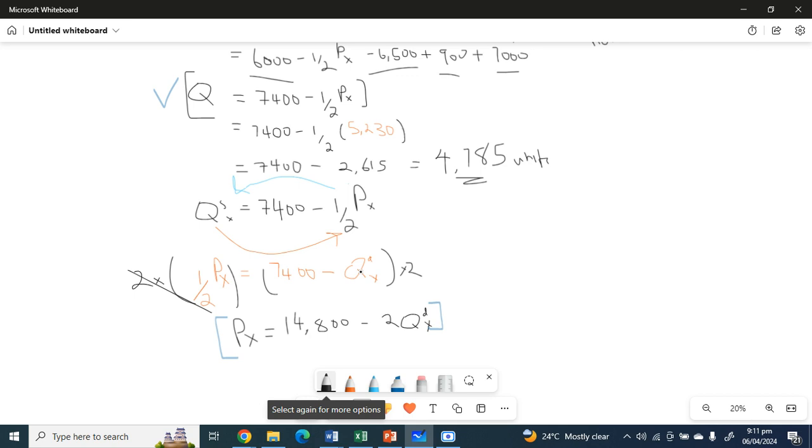First, where did you get confused on the part for the inverse? While we are multiplying by 2, we wanted to get rid of this half sign. Yes, so that's why you multiply by 2. What you do on one side, you also do on the other side. If you wanted, you would have just converted it into a decimal. So you say 7,400 minus 0.5 PX.